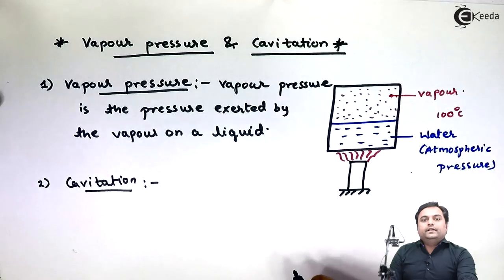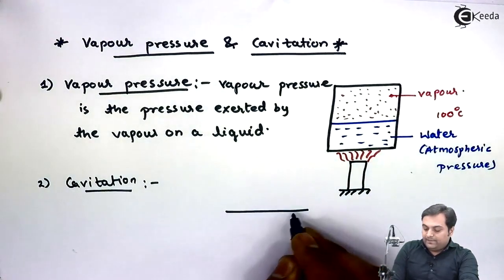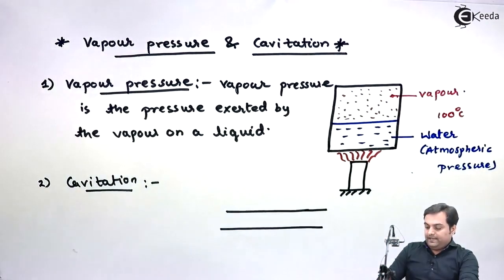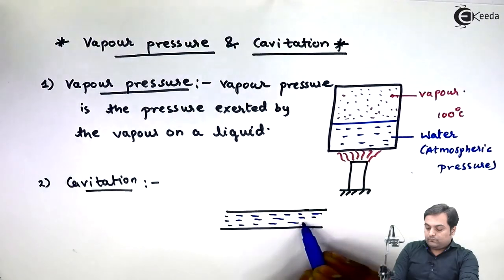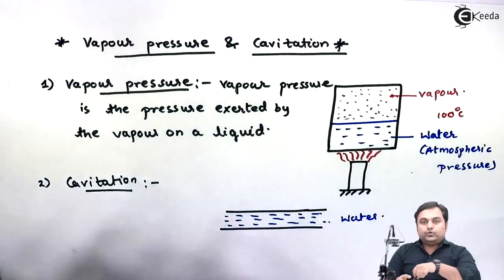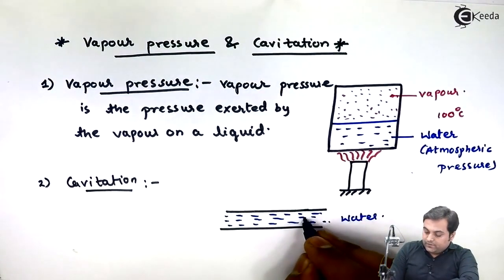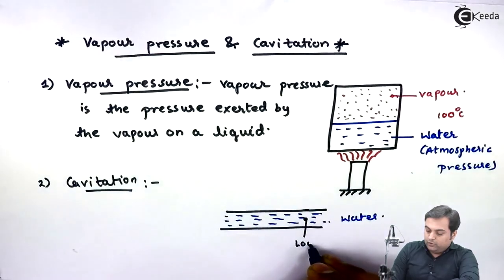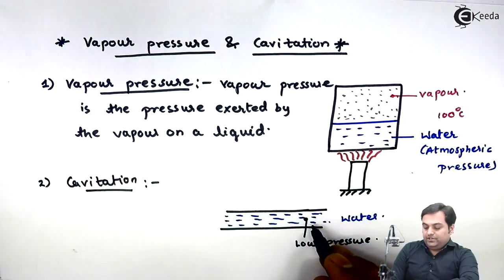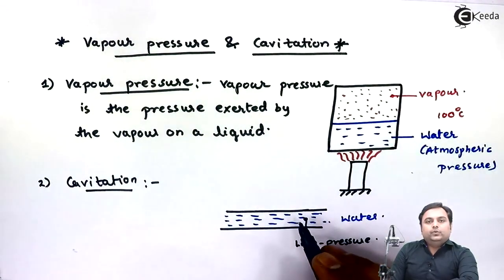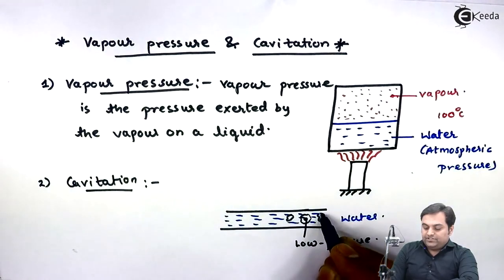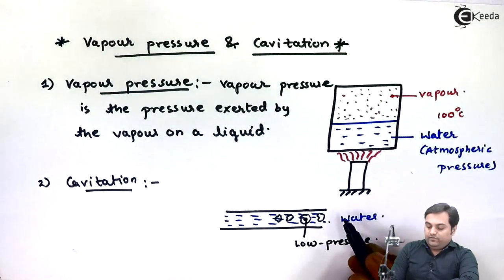Cavitation means that if we have a pipeline and water is flowing through that pipeline, then suppose we have a low pressure region at this location. Because of the low pressure here, the water would be converted into vapor. That is, here we would be having air bubbles at the low pressure region. Some air bubbles would be formed.